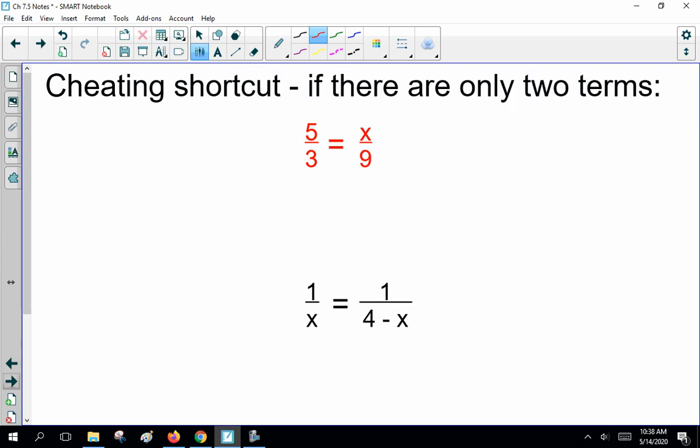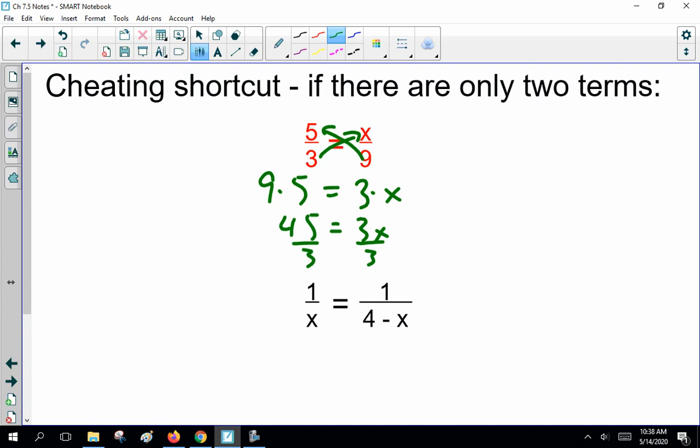Something equals something. Now, the cheating shortcut, if there are only two terms, cross multiply. Actually, I should color code this. So this would be, my apologies, let me color code this. 9 times 5 equals 3 times x. So 45 equals 3x. And how do I get rid of times 3? Divide both sides by 3. X equals 9. No, sorry, 15. Forgive me. 45 divided by 3 is 15.